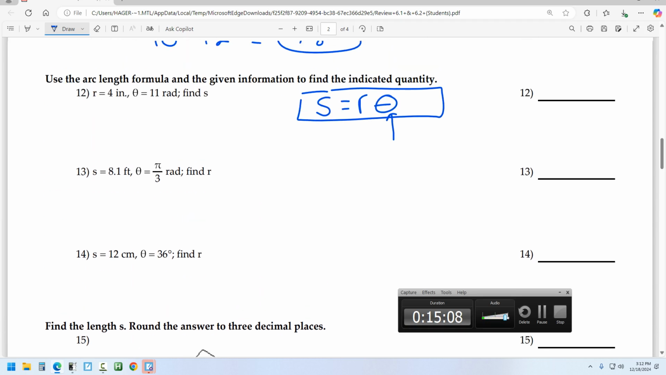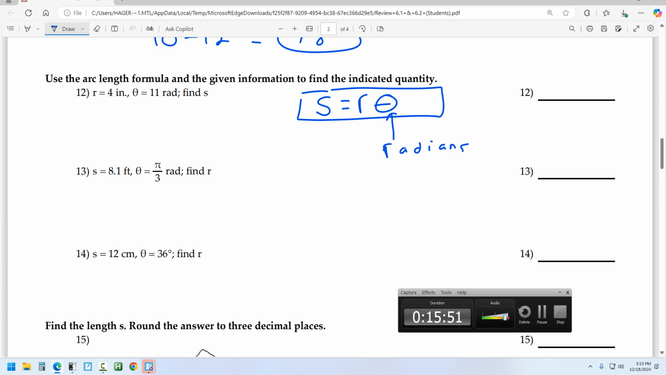And what did we say about the angle when you're using that formula? There's something very special about the unit you use. What unit do we have to use? Radians, yes. So if they give you an angle that's not in radians, the first step is to convert it to radians. Okay, so we're doing 13. What is the unit they gave me on the angle? Radians, so we don't have to do any converting.